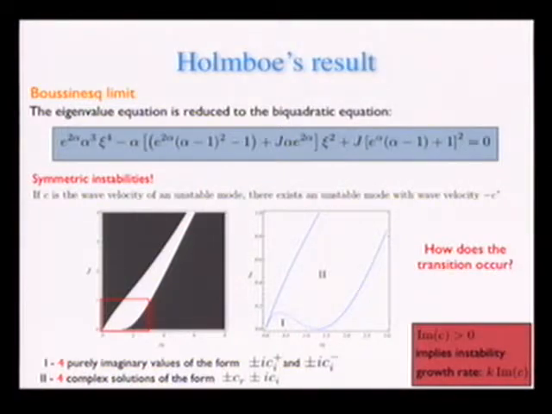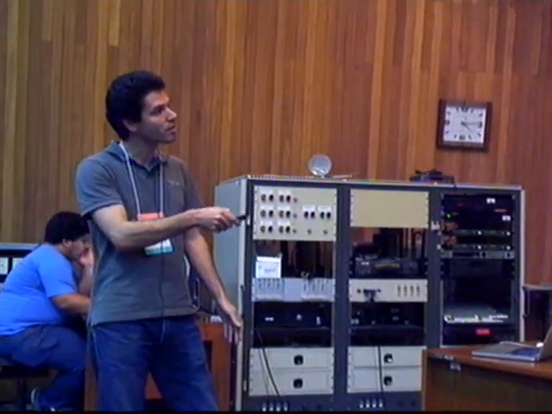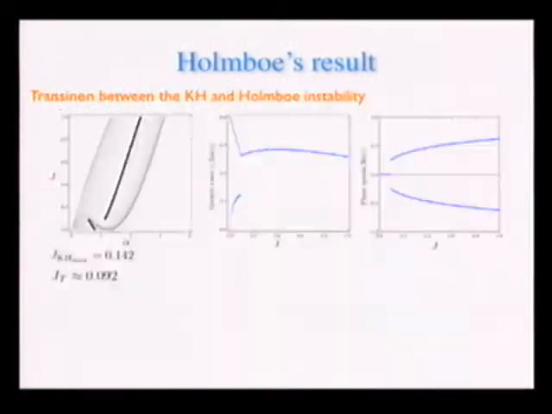Okay, so the question now is how does the transition occur? For example, if we are just looking at the maximum growth rate, is it a continuous curve or not? And it's not, okay? So the transition between the Kelvin-Helmholtz and the Holmboe instability is done like this. Here the black curve is the maximum growth rate curve. So, for example, if you start increasing j, you will see that there is a discontinuity here.